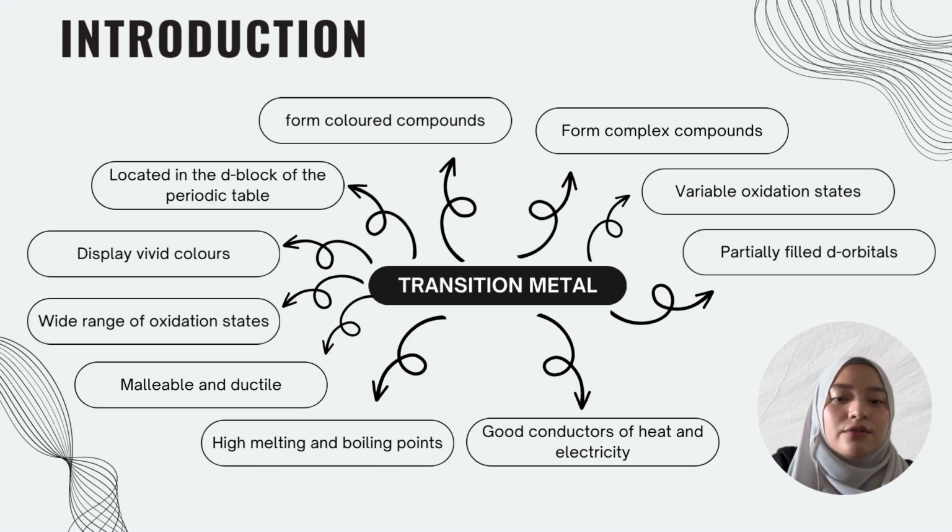Transition metals have a wide range of oxidation states, meaning they can lose or gain different numbers of electrons to form ions with various charges. This property allows them to participate in redox reactions and act as catalysts in many chemical reactions.